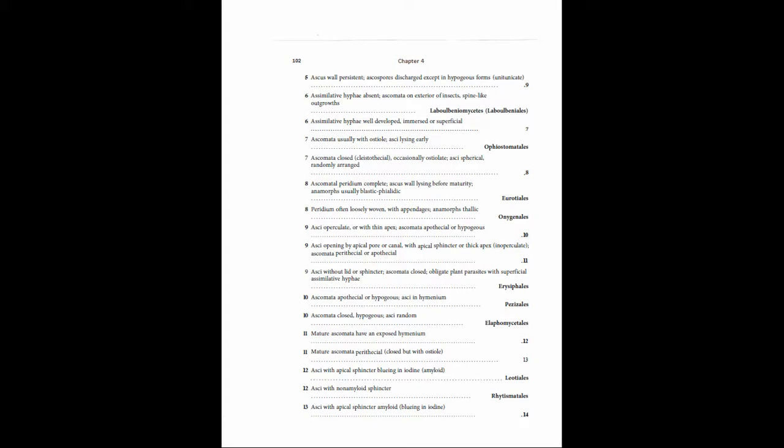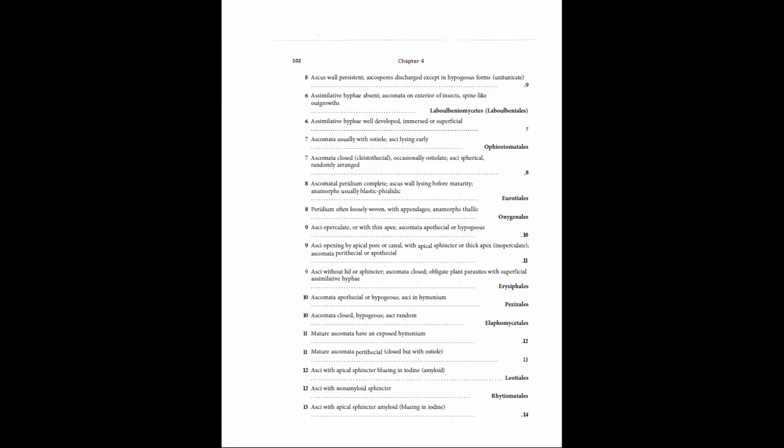Labulbeniomycetes, Laboulbeniales. 6. Assimilative hyphae well developed, immersed or superficial. 7. Ascomata usually with ostiole, asci deliquescing early. Ophiostomatales. 7. Ascomata closed, cleistothecial, occasionally ostiolate, asci spherical, randomly arranged. 8. Ascomatal peridium complete, ascus wall deliquescing before maturity, anamorphs usually blastic phialidic. Urocials. 8. Peridium often loosely woven, with appendages, anamorphs thallic.